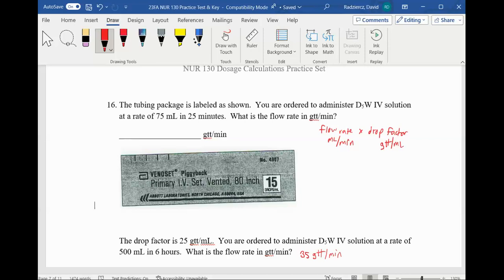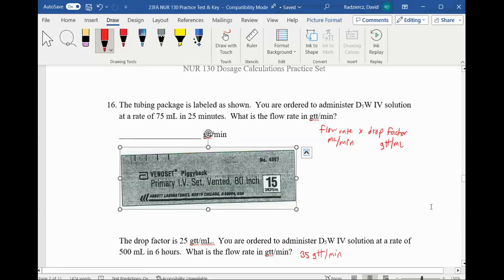So the drop factor will be given to you. In this example, it's in the label. So it's that 15 drops per milliliter. Those are the units for the drop factor: how many drops the tubing will allow that will equal a milliliter. So that can vary. It could be 5, 10, 15, 20, 25, 30, 35, 40, 45, 50, 55, 60. It could be any number of drops per milliliter. It just depends on the diameter of the tubing.